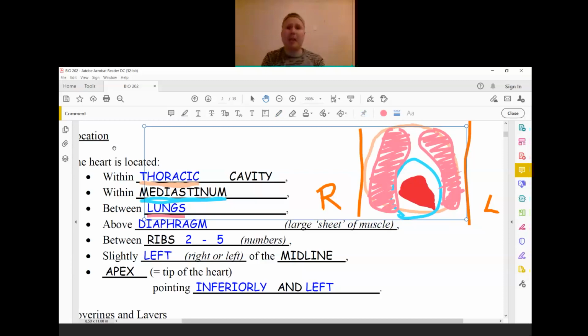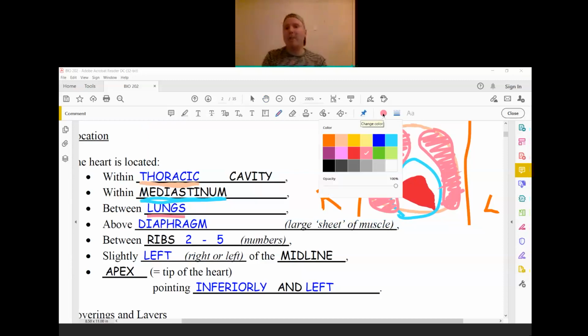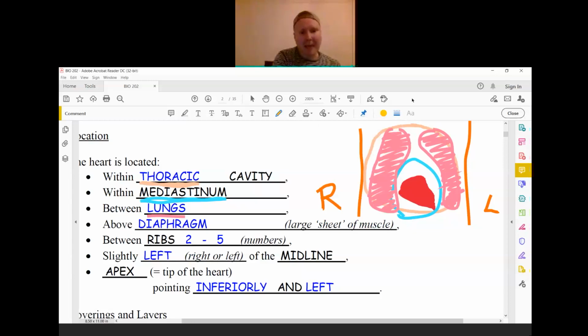Another term that you see me using here is that the heart is located above, so that would be the term superior, to the diaphragm. And the diaphragm is this thin, large muscle sheet that separates the thoracic cavity from the abdominal cavity. And that is the main respiratory muscle when we move on to talk about the respiratory system.